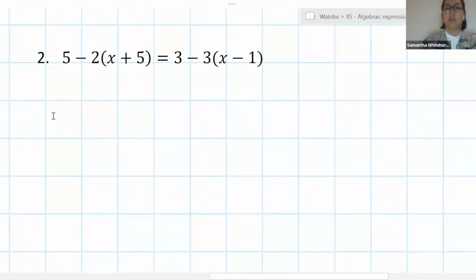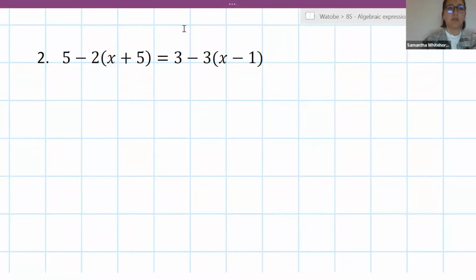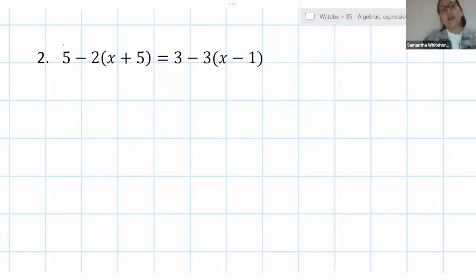So question 2, no fractions, but I do have some distribution. I'm going to ask you to try. No, let me start off a little bit. If I have a look at question 2, just because I don't want you to get confused right from the start, we've got 5 minus 2 times (x plus 5) is equal to 3 minus 3x times (x minus 1).